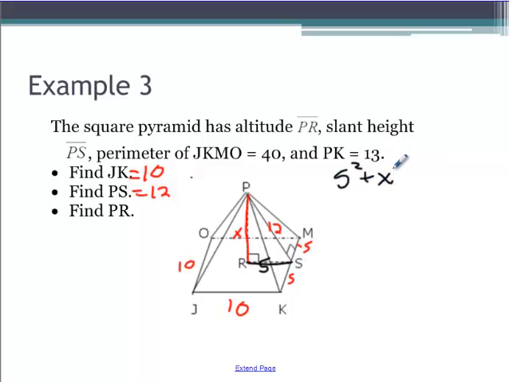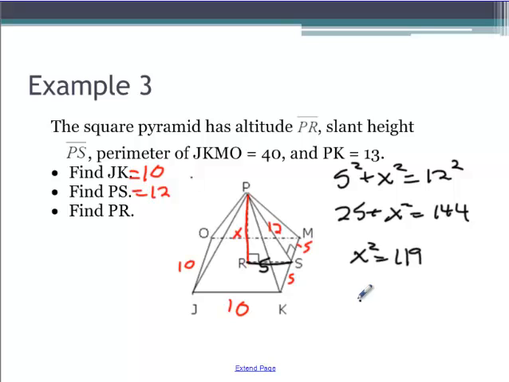5 squared plus x squared equals 12 squared. 25 plus x squared equals 144. And 144 minus 25 gets me that x squared is 119. So x, or PR, let's change that actually. Let's do PR. PR is the square root of 119, and let's just go ahead and leave it at that.